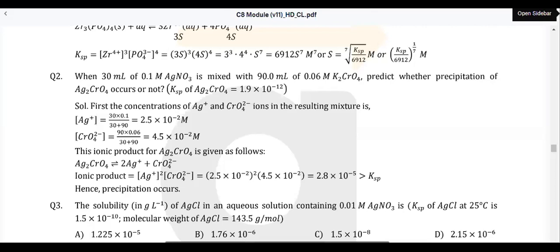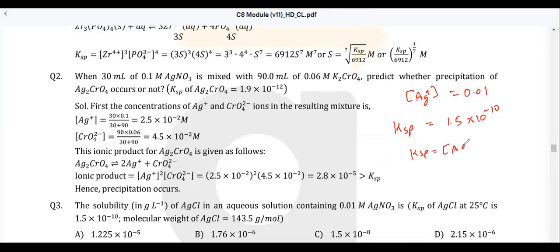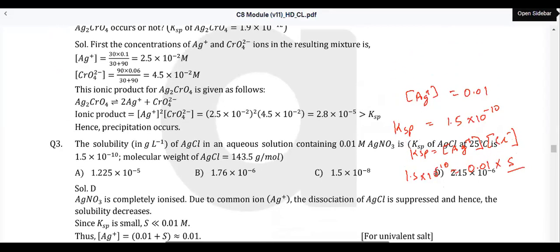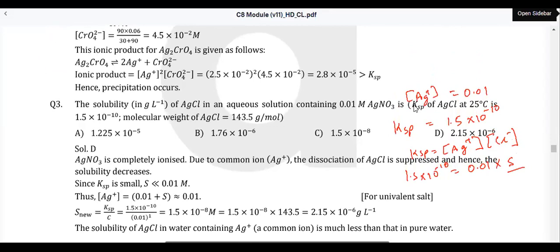Step by step, write down what is given. Concentration of Ag plus from AgNO3 is 0.01. Ksp of AgCl is 1.5 into 10 power minus 10. Now we know that Ksp is equal to concentration of Ag plus into concentration of Cl minus. Ksp is given as 1.5 into 10 power minus 10. Concentration of Ag plus, due to common ion, will be just 0.01, into S. As simple as that. You have to find S. Can you find S? Yes or no?